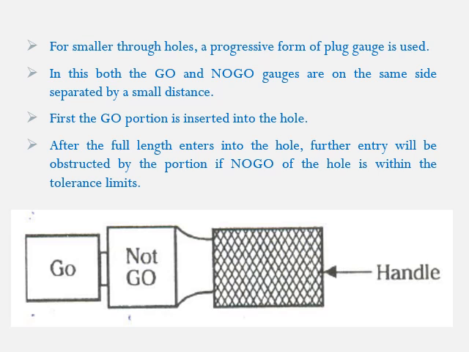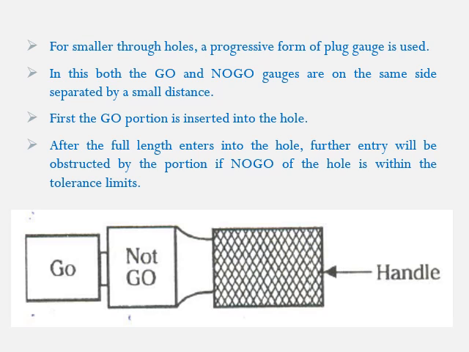If the size of the hole is greater than the maximum tolerance limit, even the no go gauge will enter. In that case, the hole size is larger, and such holes are rejected, correct? So that's how the tolerance limits are ensured.